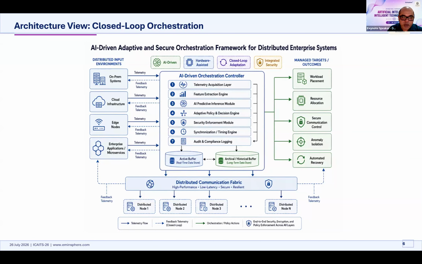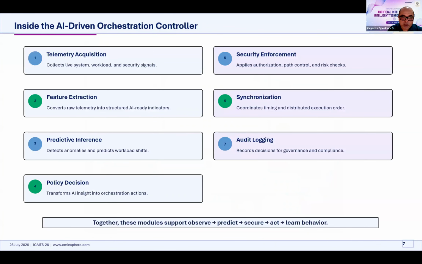Now let's open the controller and look at what happens inside of it. The first is telemetry collection. This collects the system, workload, infrastructure, and security signals from participating nodes. Second, feature extraction. Raw telemetry by itself may not be meaningful to the inference model, so it is converted into indicators such as utilization patterns, variance, workload trends, dependency behaviors, or anomaly characteristics.